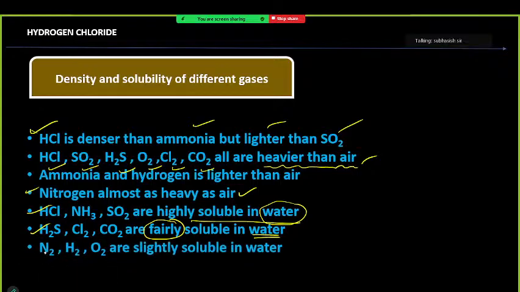Nitrogen, hydrogen, and oxygen are only slightly soluble, very less soluble. So these types of gases like nitrogen, hydrogen, and oxygen can be collected by displacement of water. All this information is important.